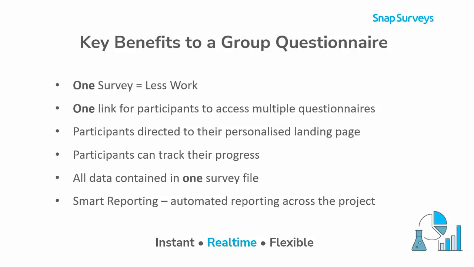It's also one link for the participant to use, so they're not having to access multiple emails and multiple links to complete the project. Your participants get directed to their own personalised landing page, which details the different questionnaires that they need to complete. And this landing page has details of which questionnaires have already been completed, which ones have been partially submitted, and which ones are still waiting to be started.